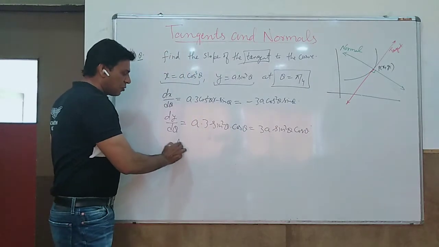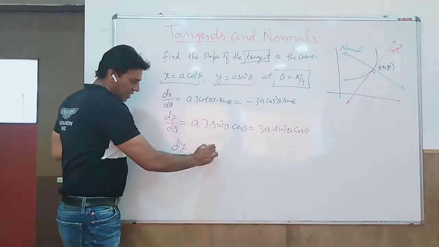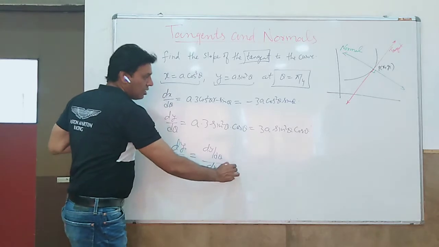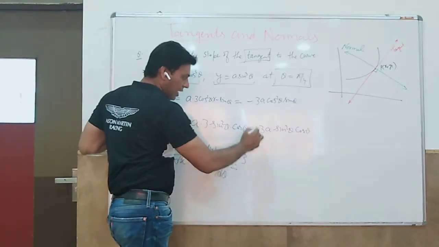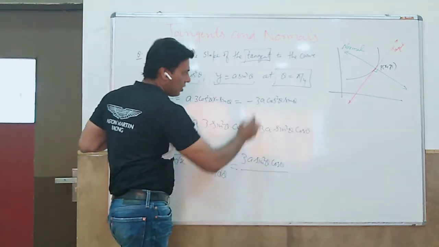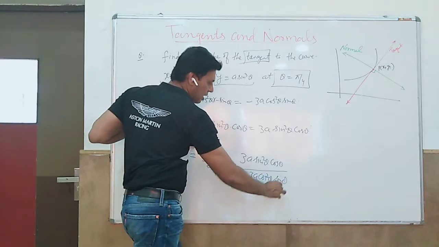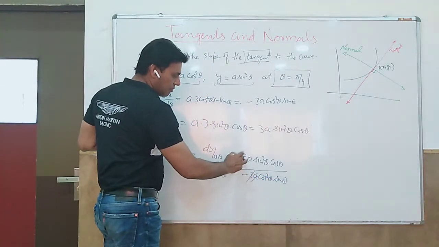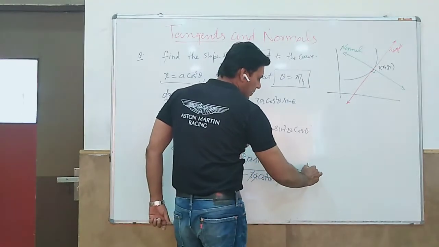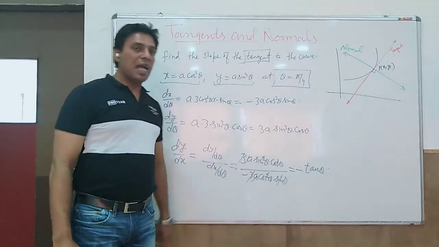Now remember how to find dy upon dx in parametric form: dy upon d theta divided by dx upon d theta. Now put the value of dy upon d theta here, and divide by minus 3a cos square theta into sin theta. After cancelling these terms, sin with its power, and the minus sign, you will have tan theta. So you have dy upon dx equal to minus tan theta.